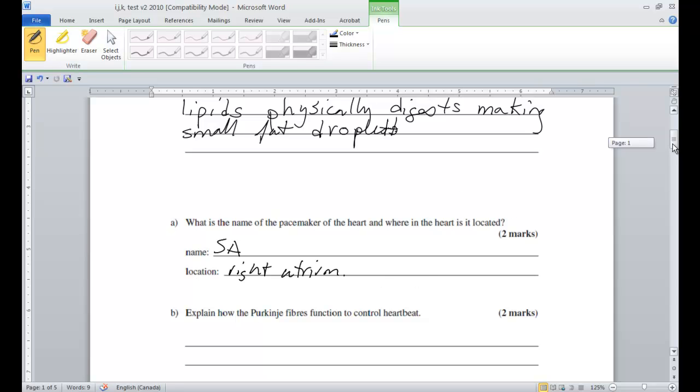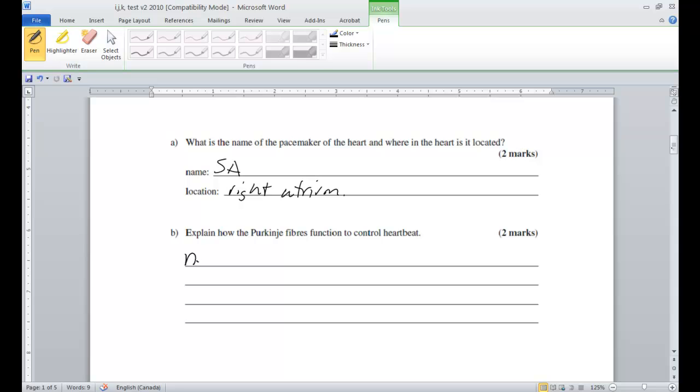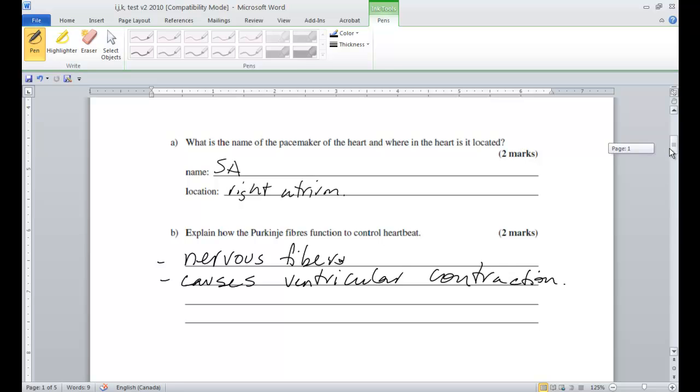The Purkinje fibers are the nervous fibers that cause the ventricles to contract. So many of you said they cause the heart contraction. Yes, but there's two parts of the heart contraction, so you had to say which part. You could have said systole. That would have worked, but ventricular contraction would have worked. And that's what most of you miss. So causes ventricular contraction. Causes the contraction of the right and the left ventricle almost simultaneously.